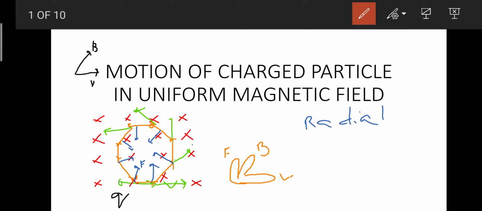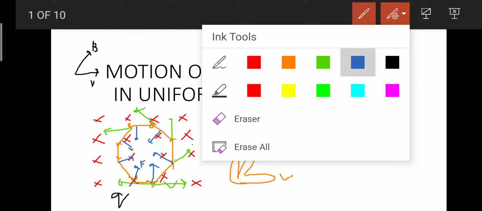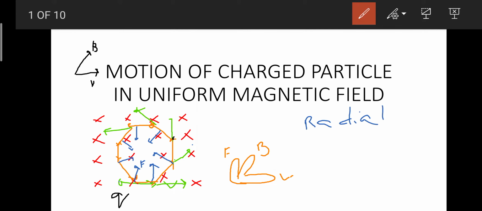Why is it known as radial force? Because it is acting along the radius, and centripetal force because it is compelling the charged particle to move in the circular path, and it is acting because of the magnetic force. And we can see that at every point, the direction of velocity is along the curved path. Because of the magnetic changes, otherwise it should be the tangential velocity.